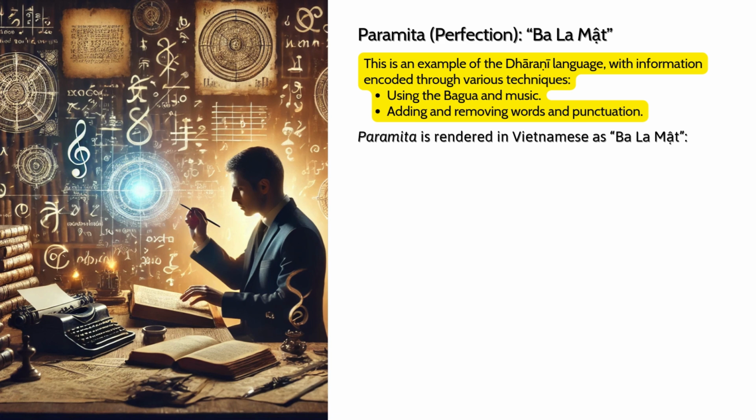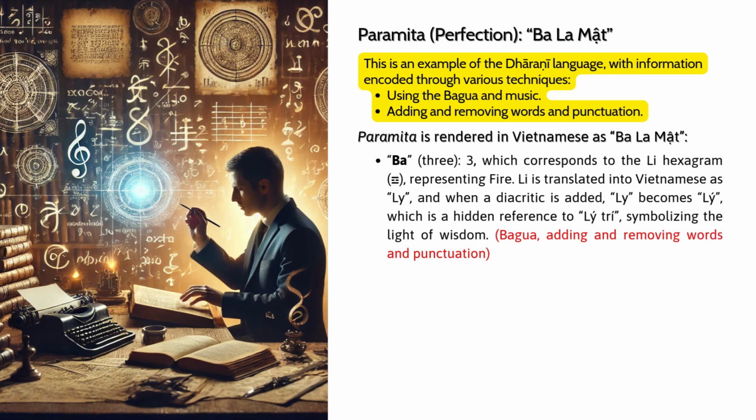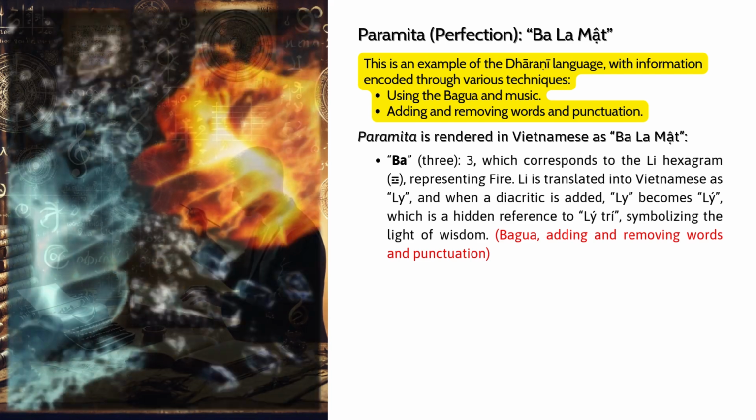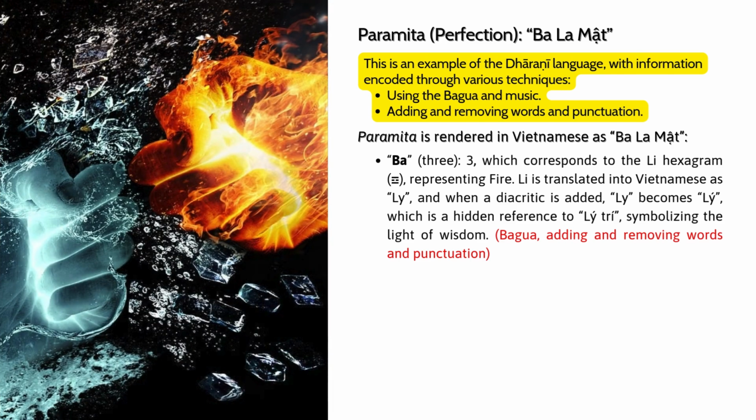The word ba means the number 3, corresponding to the Li hexagram, representing fire. The Li hexagram is rendered in Vietnamese as Lai, and by adding a diacritical mark, Lai becomes Li, which is the hidden form of Li tree, reason, symbolizing the light of wisdom. This detail is encoded using the Bagua, along with the method of adding and altering words and diacritical marks.